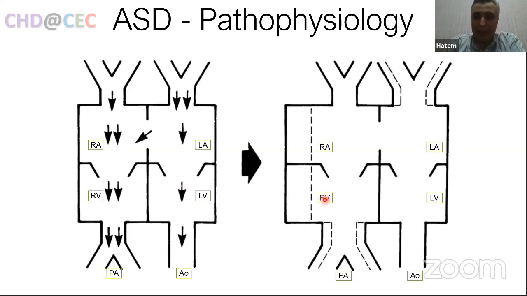So you can see here that right atrium, right ventricle, pulmonary artery, pulmonary veins get dilated in an ASD, while left atrium, left ventricle, aorta, and systemic veins do not. So roughly, the right side of the heart, in addition to the pulmonary vessels, get dilated in an ASD. So ASD, dilated right side of the heart.